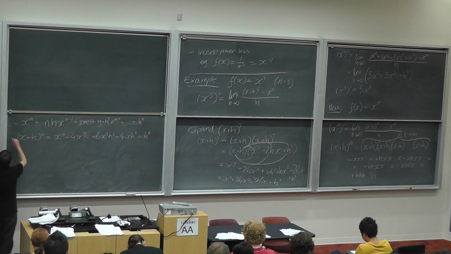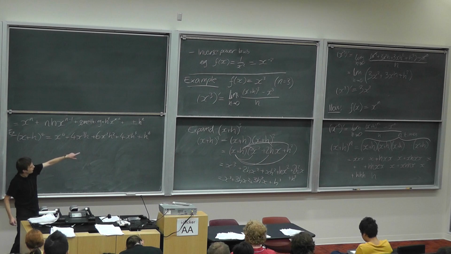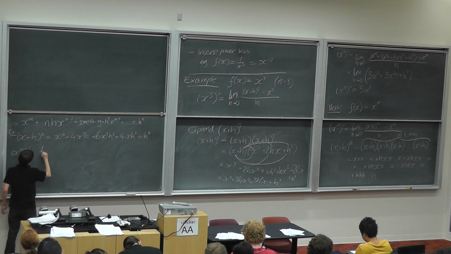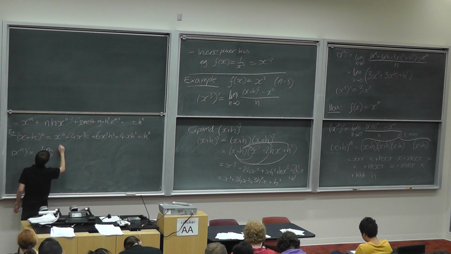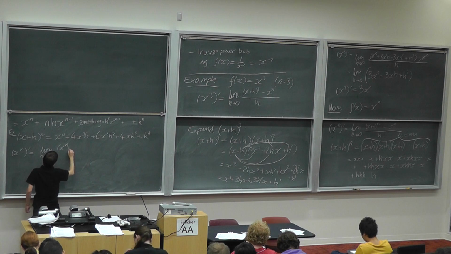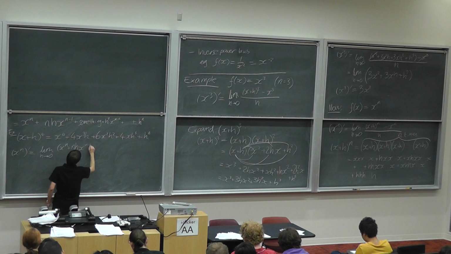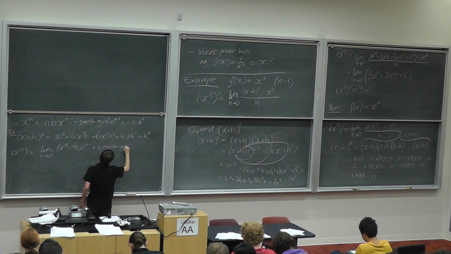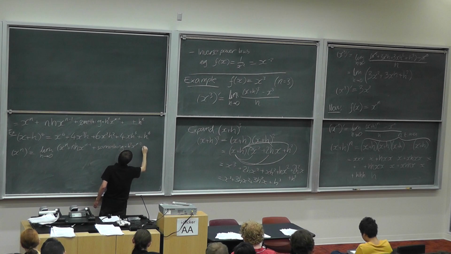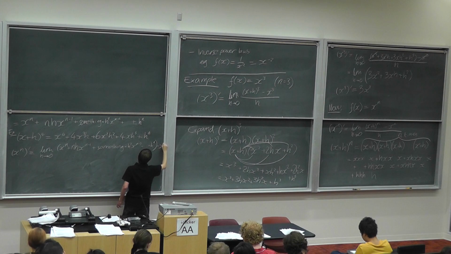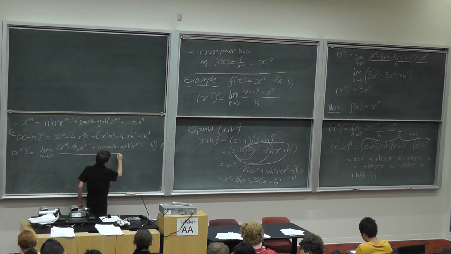Okay, so now we can substitute this back into our formula that we have over there. So now the derivative of x to the n is the limit as h goes to 0 of, plug this back in for x plus h to the n. So we've got x to the n plus n h x to the n minus 1 plus something times h squared x to the n minus 2 and so on all the way up to this h to the n term. And then we have minus x to the n, all divided by h as usual.